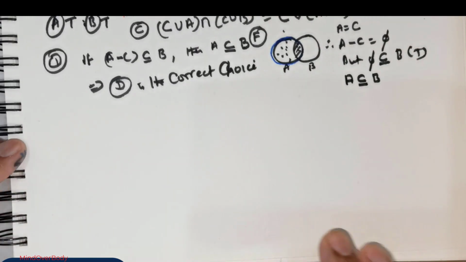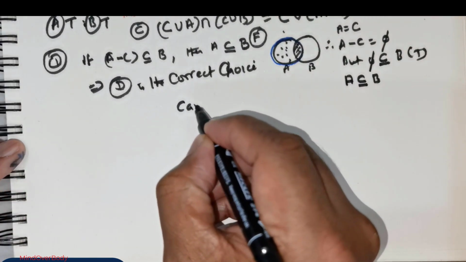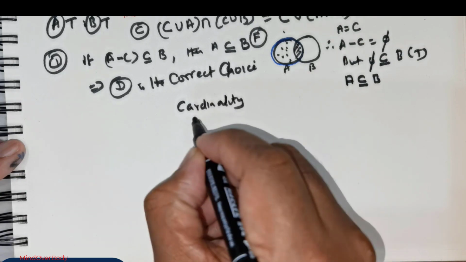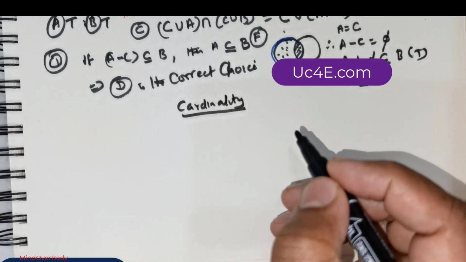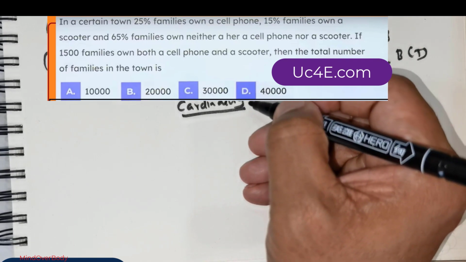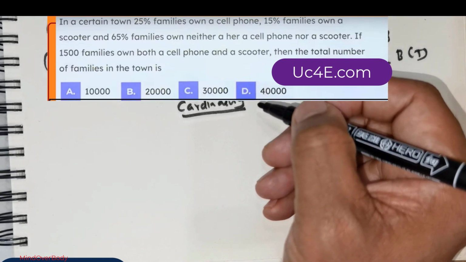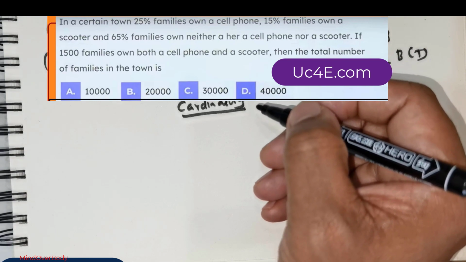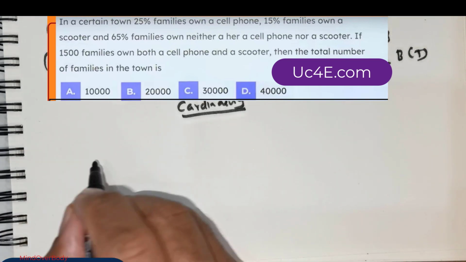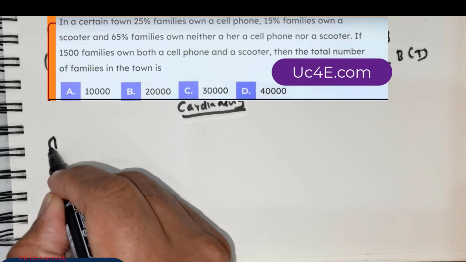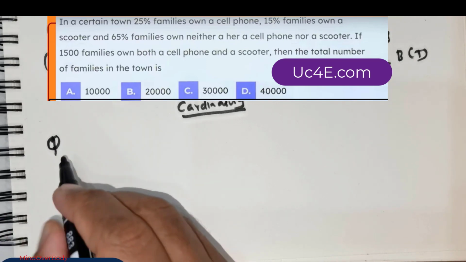Students, in this class we will learn about cardinality of sets. Now when you see this word cardinality, it means you are concerned with the number of elements a set has. So that's exactly what we are going to study here. Now there is a question which I would like to give you.